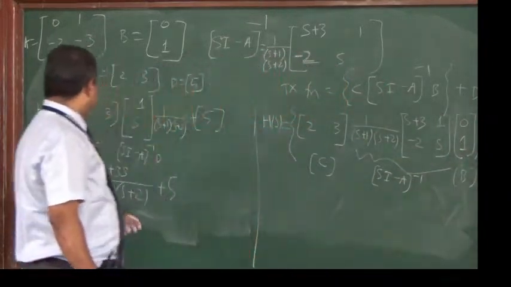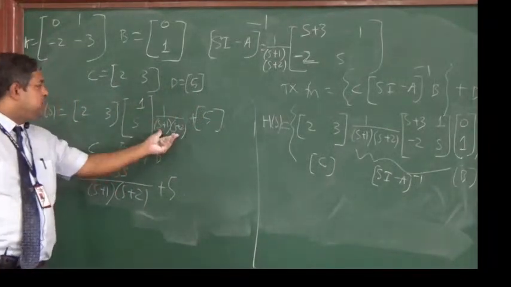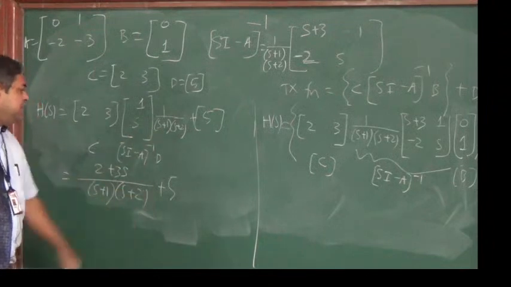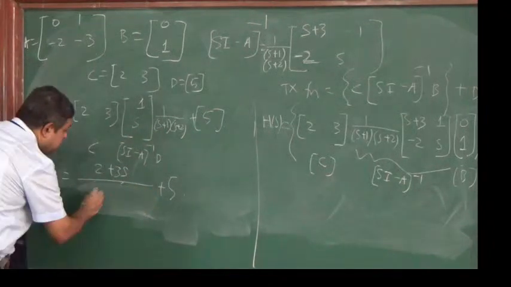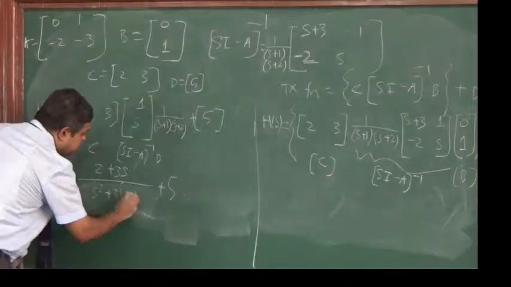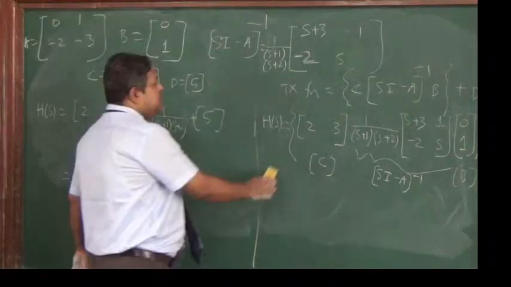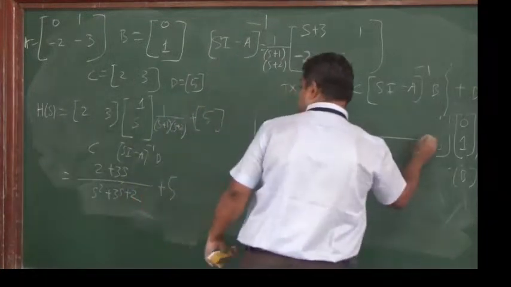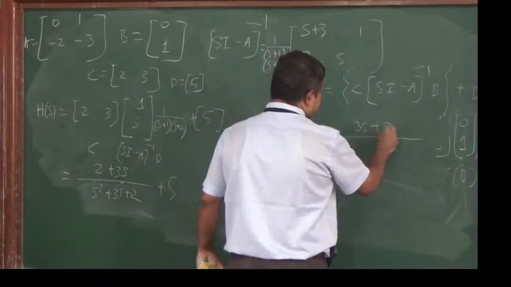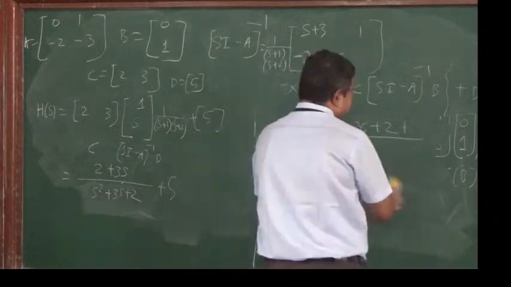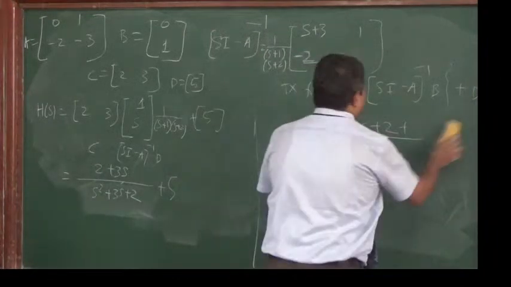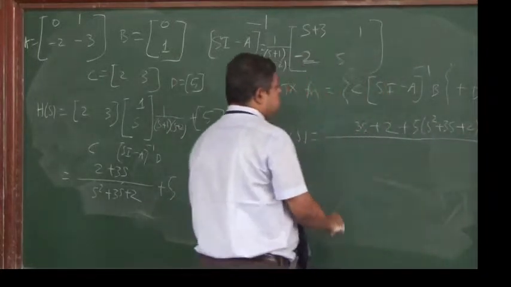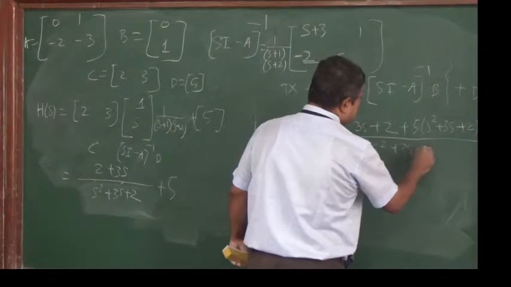and we have got this as 1 by (s plus 1)(s plus 2), then multiply this, so this is 2 plus 3s, and this denominator is here plus 5. Okay, so s square plus 3s plus 2. Okay, so now I'll remove this part, and H(s) equals 2 plus 3s plus 2 plus 5 into s square plus 3s, over s square plus 3s plus 2.